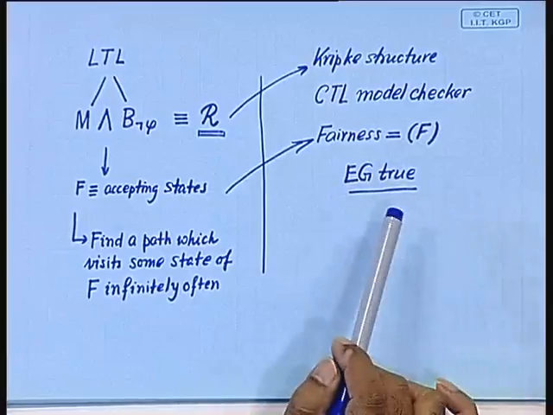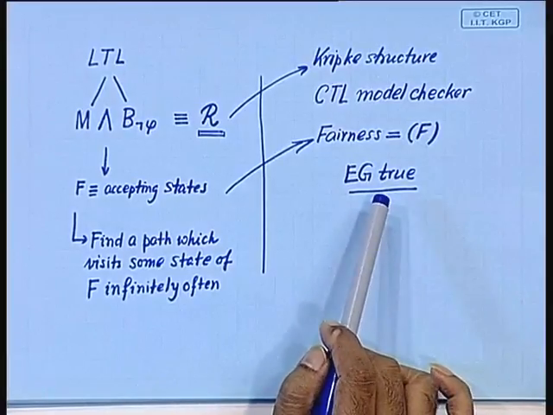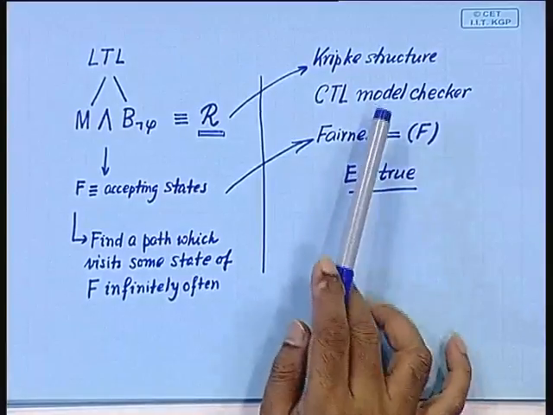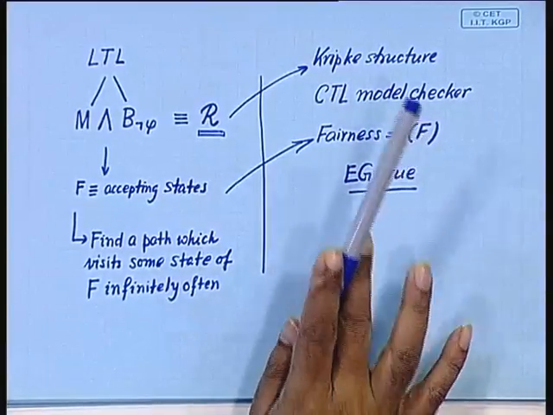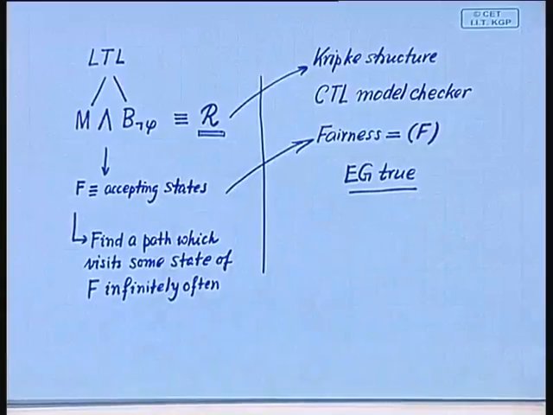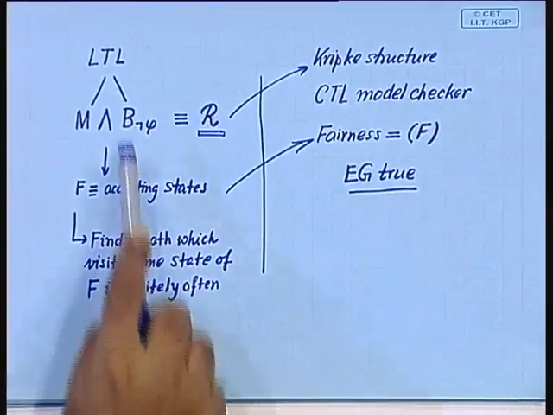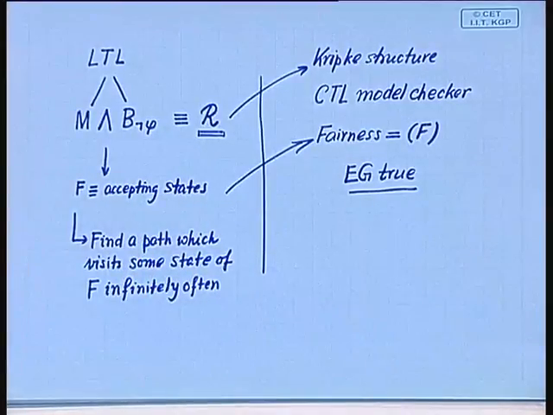EG true is any path in the Kripke structure which exists in the fair Kripke structure. So, in the Kripke structure under the fairness constraint F, because if there is such a path, then that is an accepting path here, right. So, that is how you have a core CTL model checker and you can actually transform this LTL model checking problem to a CTL model checking problem, right. All right.